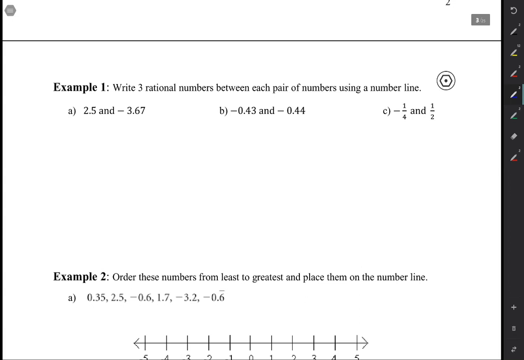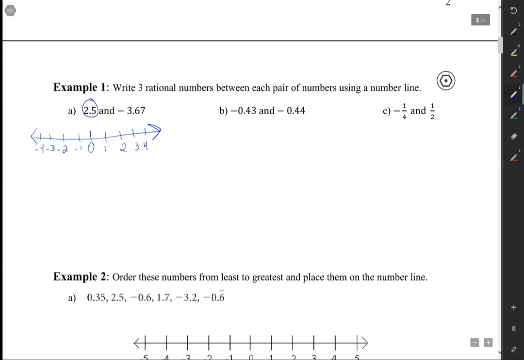So for the next example here, we need to write 3 rational numbers between each pair of numbers using a number line. The number line is just going to help us organize our thoughts a bit. So I'm just going to make a little number line here, put 0 here. Now 2.5, let's just write here, I'll do 1, 2, 3, 4, 1, 2, 3, 4, and then I'll do negative 1, negative 2, negative 3, negative 4, negative 1, negative 2, negative 3, negative 4.